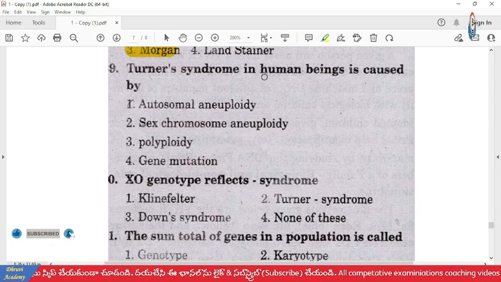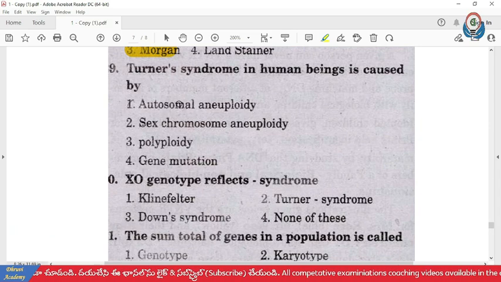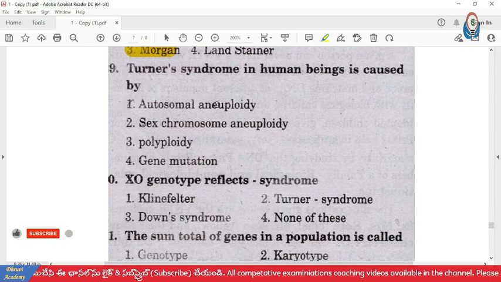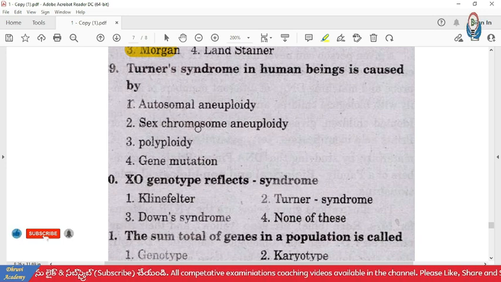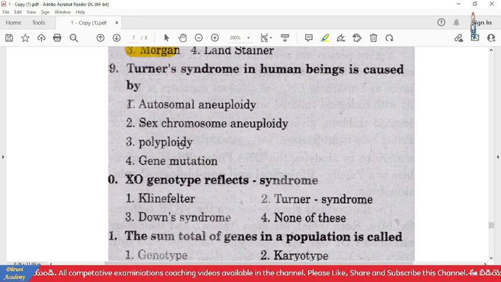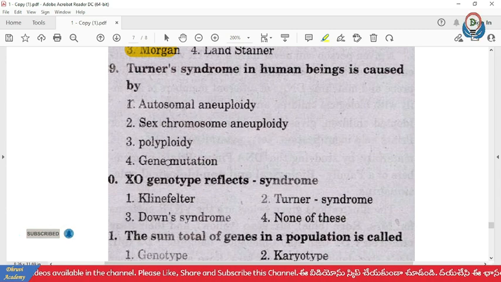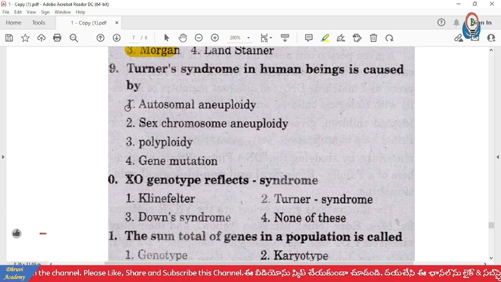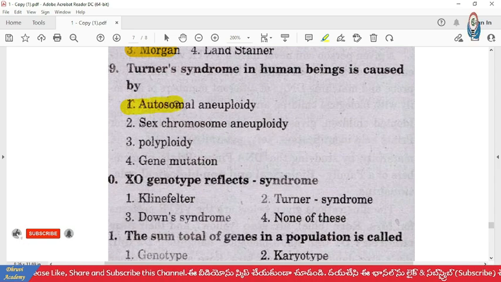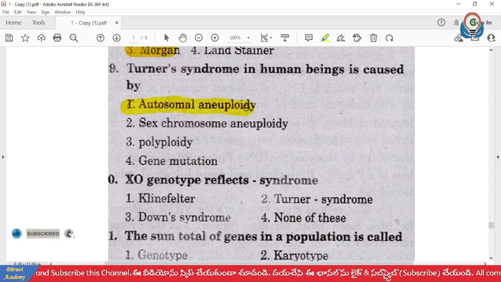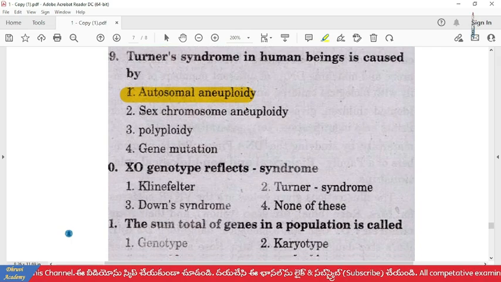Turner syndrome in human beings is caused by: is it autosomal aneuploidy, or sex chromosome aneuploidy, or polyploidy, or the fourth one, gene mutation? Which is the correct answer? Its answer is autosomal aneuploidy. Turner syndrome in human beings is caused by autosomal aneuploidy.